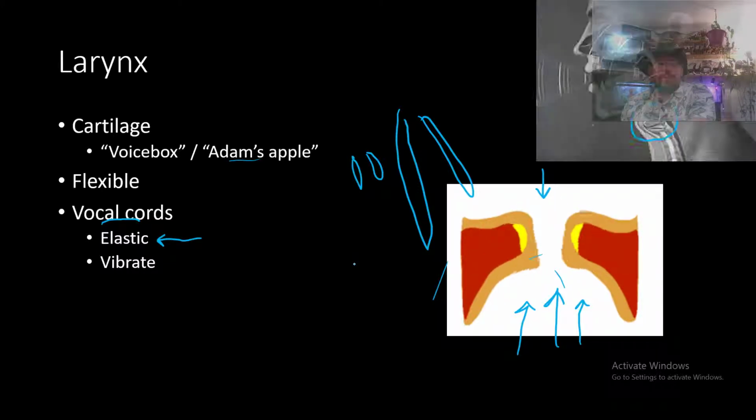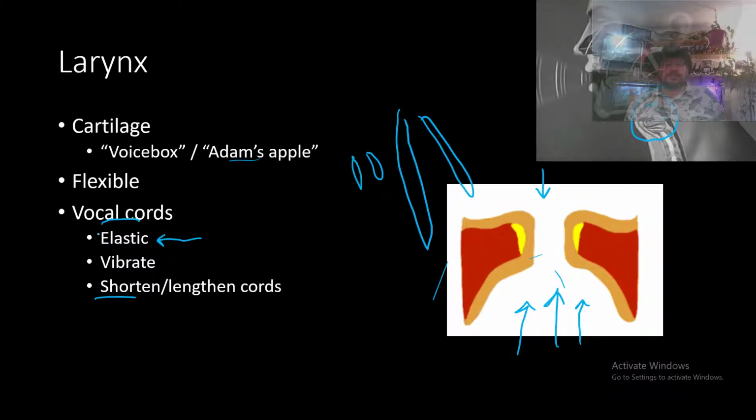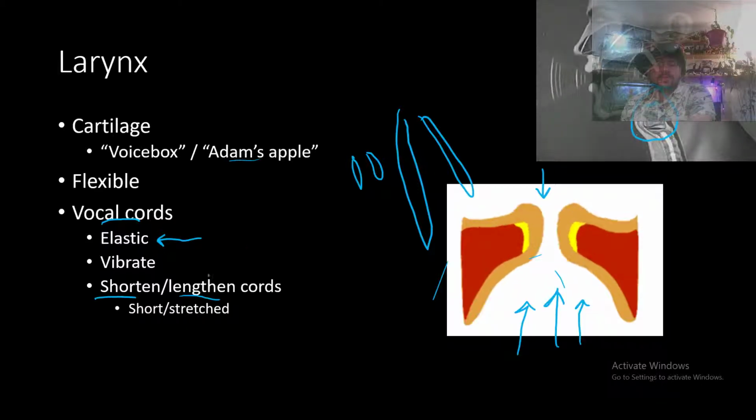Your oral cavity, your nasal cavity, your tongue, your lips, all of those will shape the sound so that it comes out in specific ways that we want it to, such as words. But the sound itself is produced, right? You can shorten and tighten the vocal cords so that you produce higher pitch, and you can make the vocal cords longer and looser to make a lower pitch. So short, stretched, higher pitch; long, loose, lower pitch.